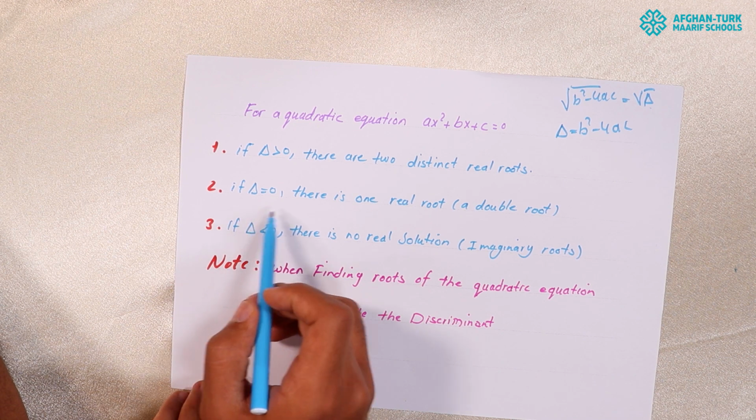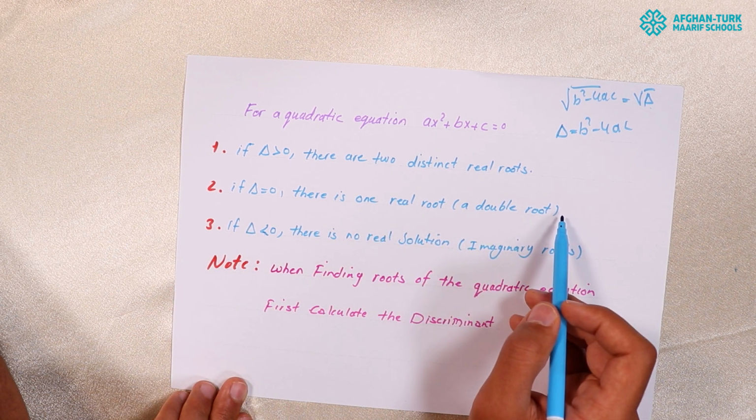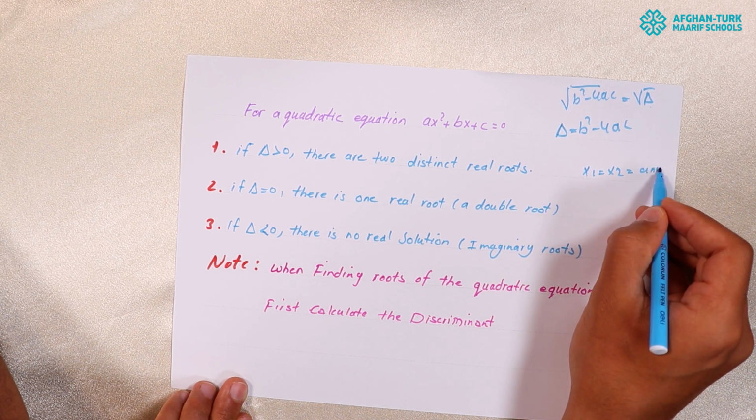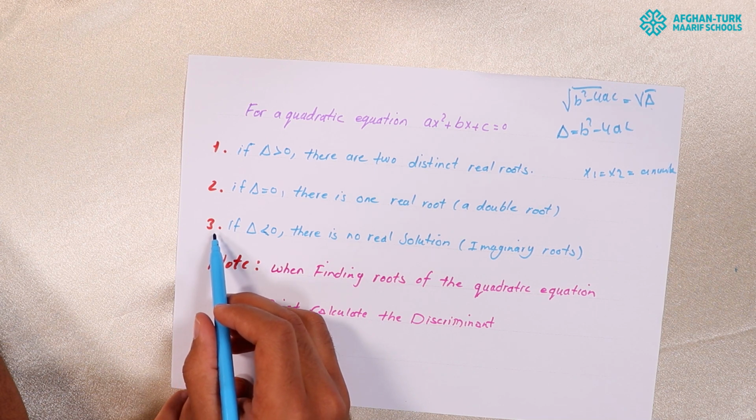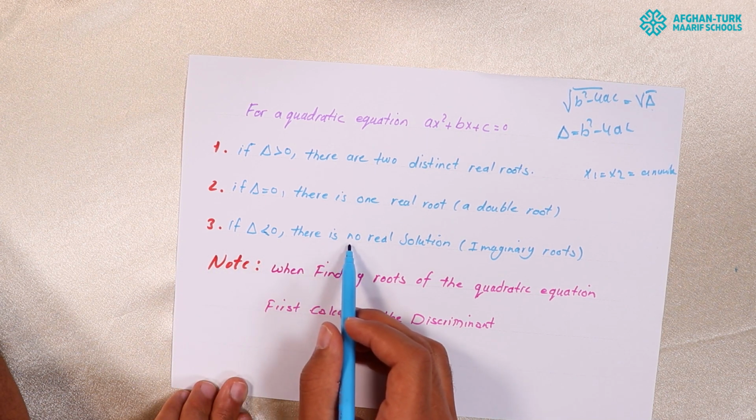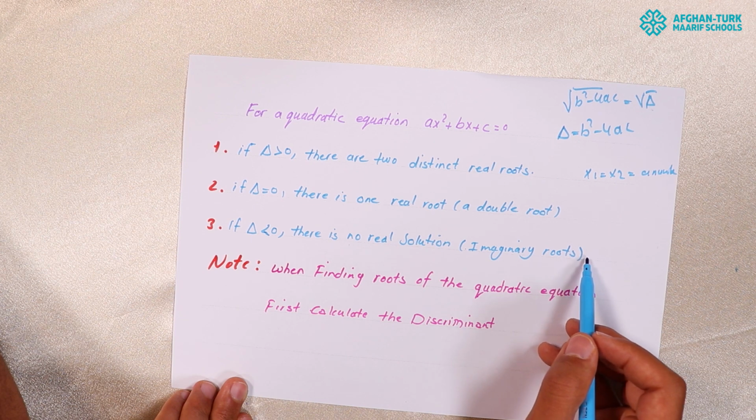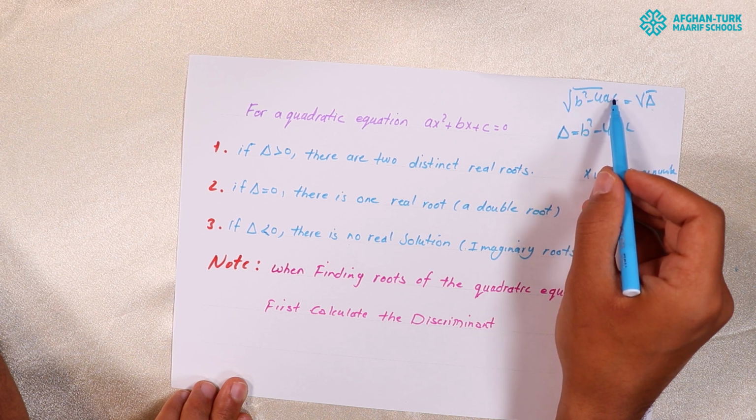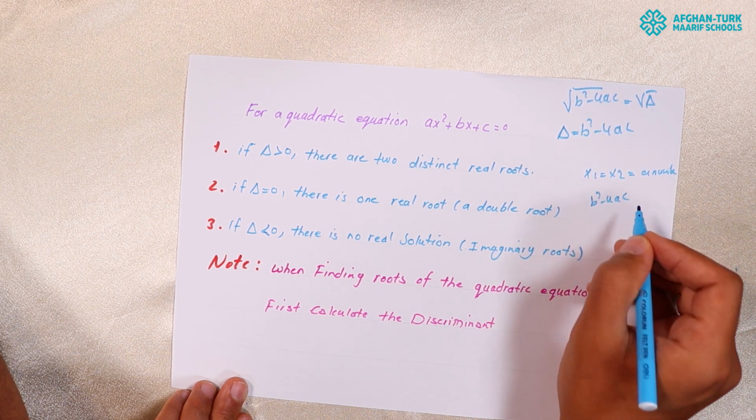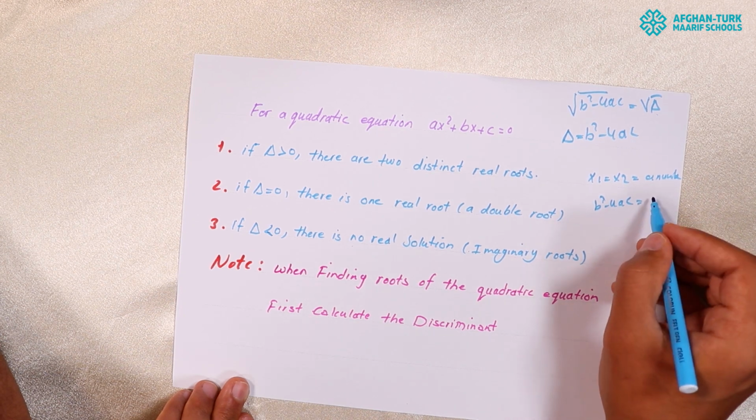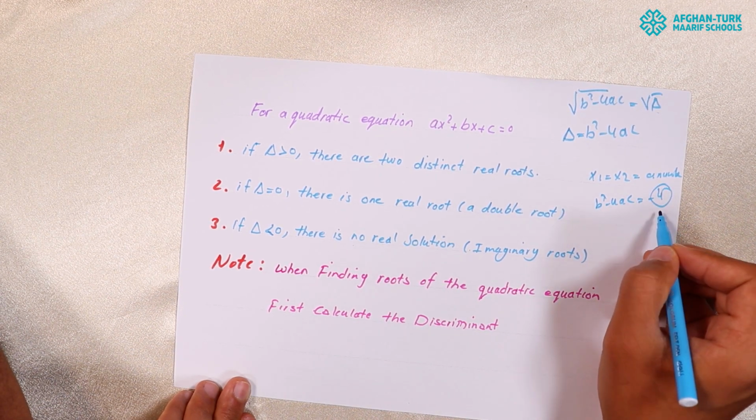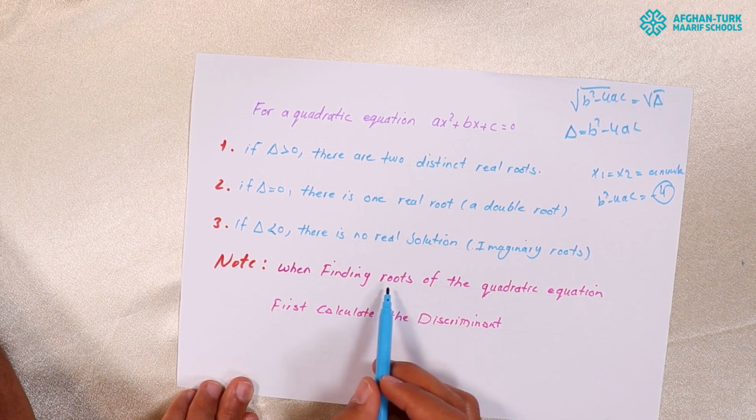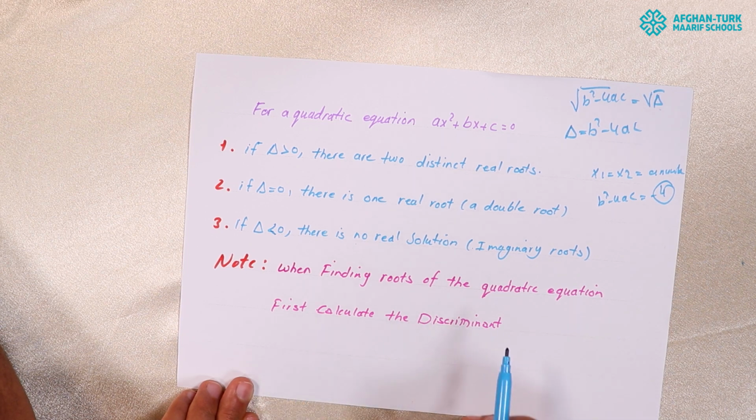If delta is equal to 0, there's one real root, a double root. It means x1 is equal to x2, equal to a single number. And if delta is smaller than 0, there's no real solution, only imaginary roots. For example, after substituting the numbers, if b squared minus 4ac is equal to minus 4, then we directly say that there is no real solution.